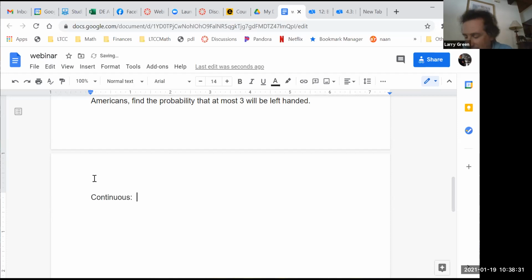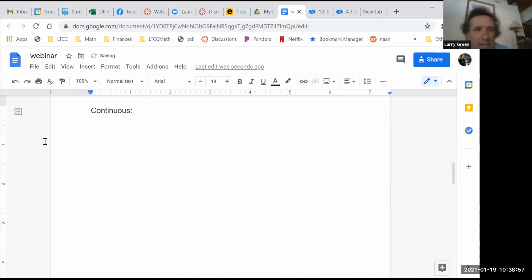Okay, a few things about continuous. First thing is you can't list them all. That's the definition of continuous: all the possibilities are not listable. What you can do is have an equation and a graph. So let me do an example. This is where it gets a little messy and hopefully it works.